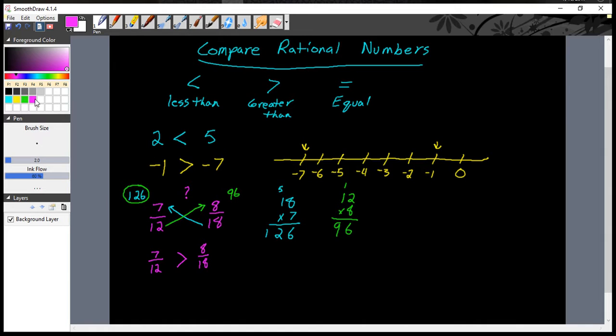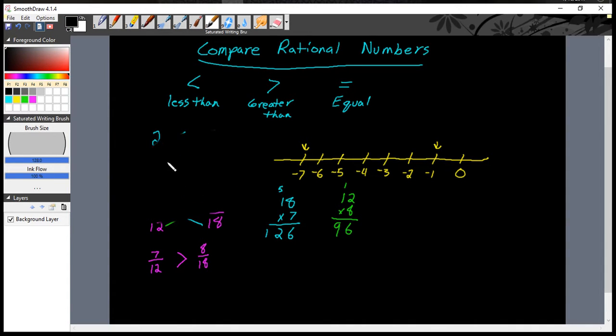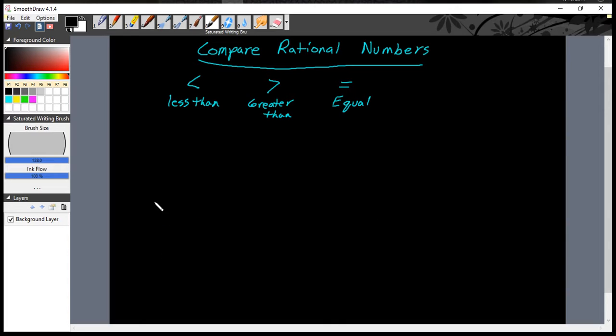And we're going to do one more example. This time we're going to compare two negative fractions. We have negative 4/5 and negative 8/9. We're going to do it the same way. We're going to cross multiply. So 9 times negative 4, or just 9 times 4. 9 times 4 is 36. And because this is negative, I'm going to write a negative 36.